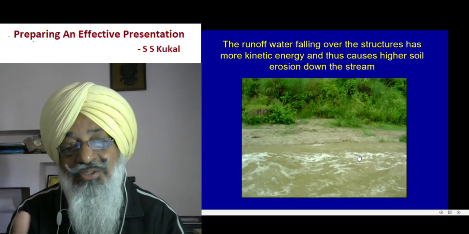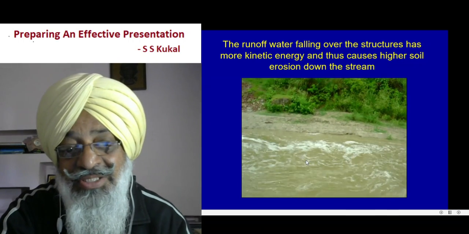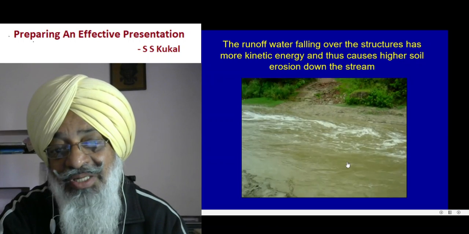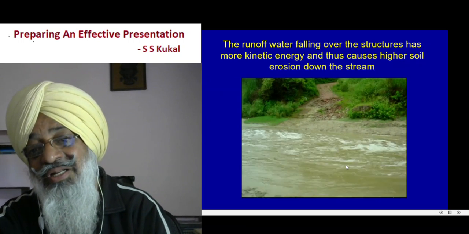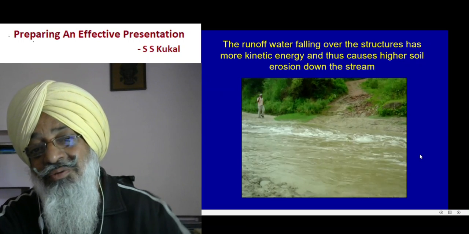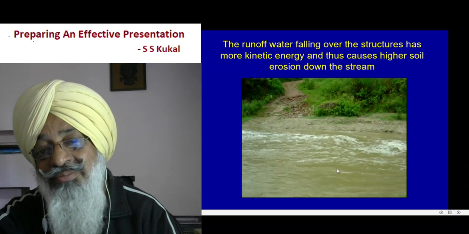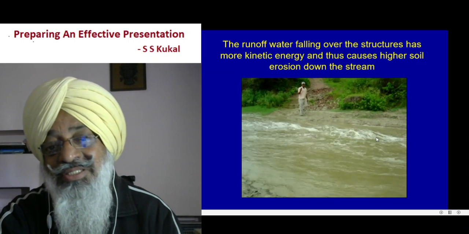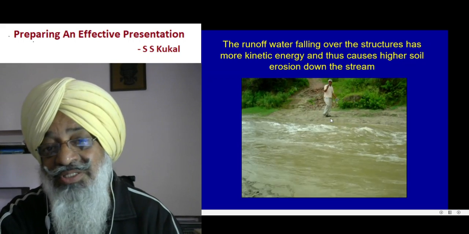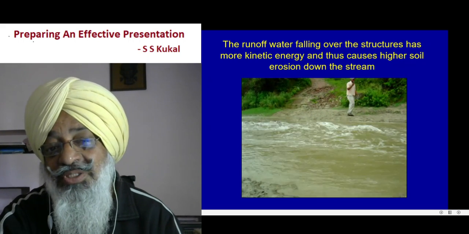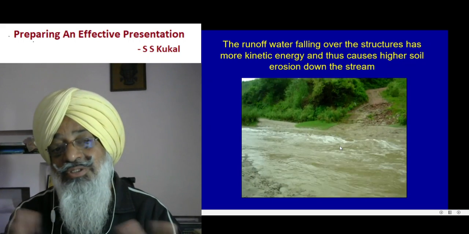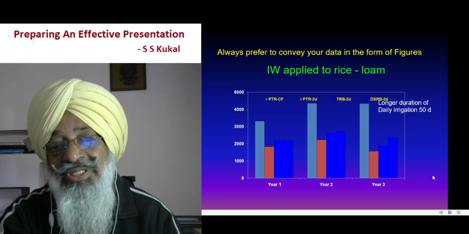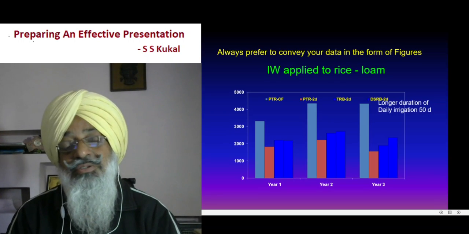You can emphasize, okay, please see that this water is now becoming muddier. More silt is coming from the upstream side to the downstream side. And you can also say that the flow of water is so fast that a person cannot cross this stream. This is how you increase the interest of the audience.